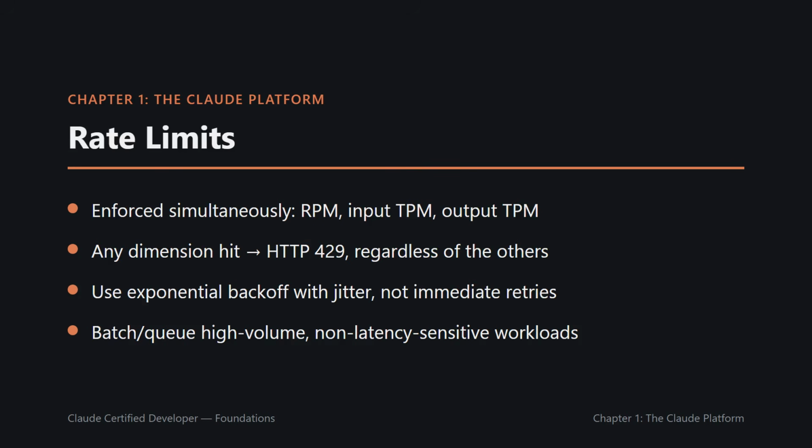Rate limits are enforced across multiple dimensions simultaneously: requests per minute, input tokens per minute, and output tokens per minute. Hitting any one of these returns a rate limit error, typically HTTP 429, regardless of whether the others have headroom. Implement exponential backoff with jitter on 429s rather than immediate retries, which can worsen a rate limit situation across many concurrent clients. Rate limit tiers generally scale up with usage history and account standing, so expect to start on a lower tier and request increases as production traffic grows. And batch or queue high volume, non-latency sensitive workloads rather than firing everything synchronously.